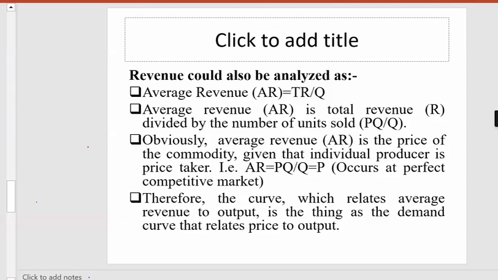So let's see the same thing when we are dealing with cost analysis. We saw how to compute total cost. Now here is how to compute average revenue. It is the same: you take the total revenue divided by Q. Average revenue is the total revenue divided by the number of units. When you say total revenue, you have to take the quantity times the price.